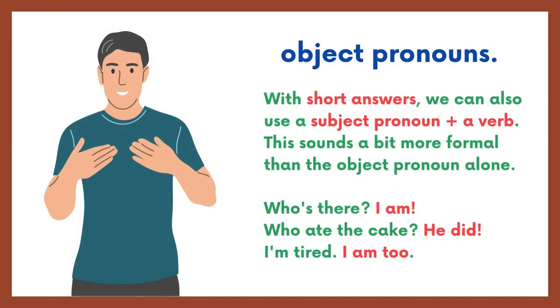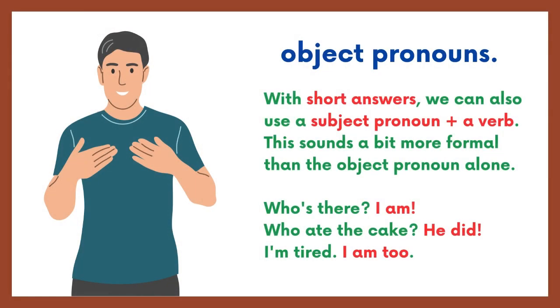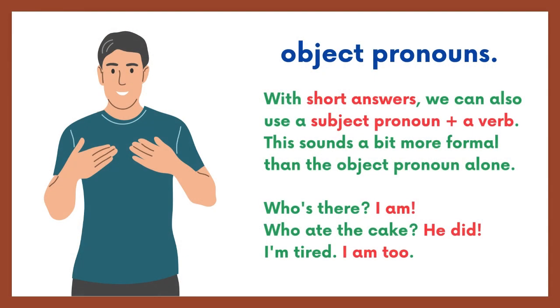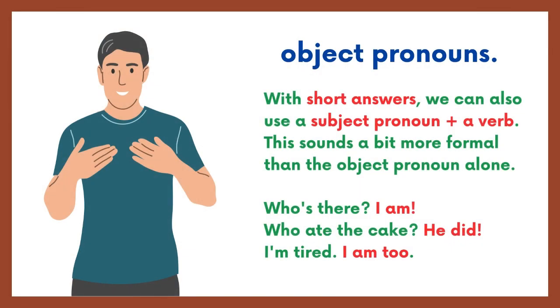Object pronouns. With short answers, we can also use a subject pronoun plus a verb. This sounds a bit more formal than the object pronoun alone. Who's there? I am. Who ate the cake? He did. I'm tired. I am too.